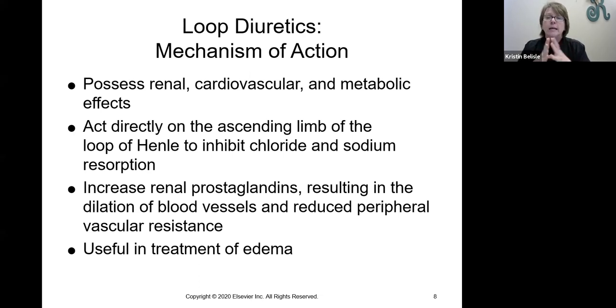So it's so important. The other thing a loop diuretic can do is it increases the renal prostaglandins, and that helps with dilation of blood vessels and reduces peripheral vascular resistance. By doing that, it's going to help our cardiovascular system. It's going to help decrease the blood pressure and help with things moving smoother, because we are actually dilating blood vessels. It helps decrease the hypertension. And also we love to use this for edema. So that's why when we look at the next slide, you're going to understand why we use it.